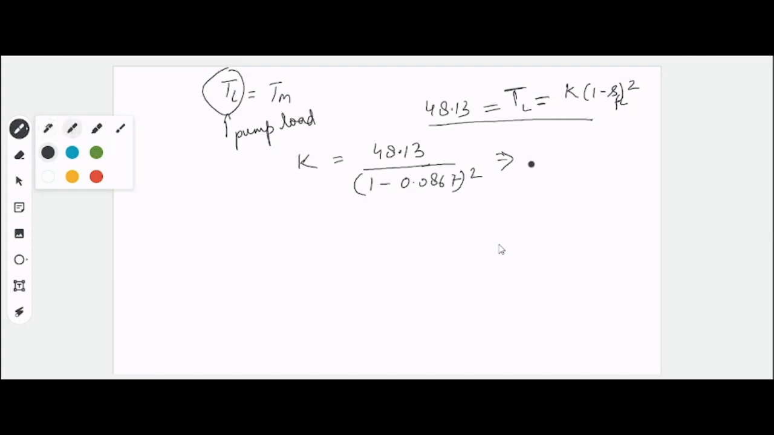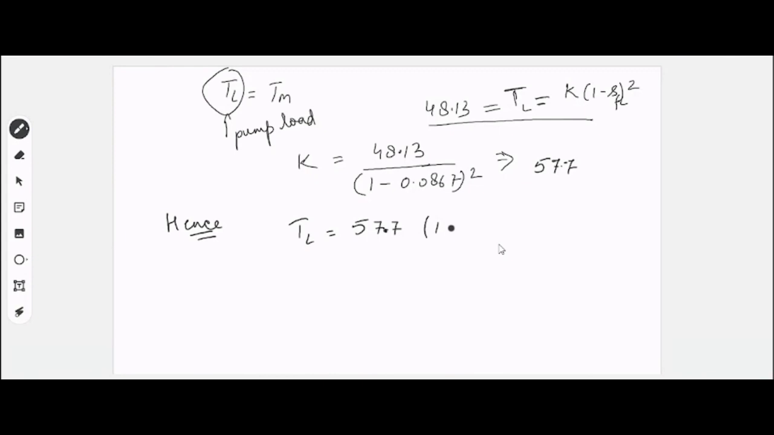It will be equal to 57.7, if we use the value of slip as 0.0867. So that means if the value of K is this, your load characteristic can be represented as 57.7 into (1 minus s) squared. This will be the final expression.